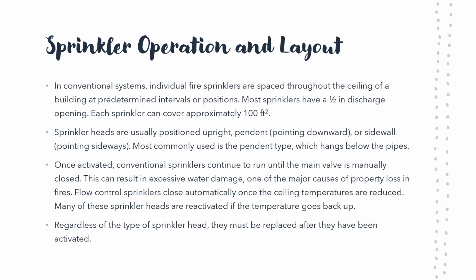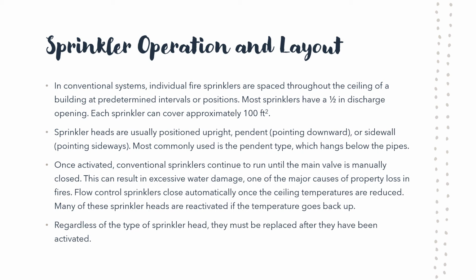In conventional systems, individual fire sprinklers are spaced throughout the ceiling of a building at a predetermined interval or position. Most sprinklers have a 1-inch discharge opening. Each sprinkler can cover approximately 100 square feet. Sprinkler heads are usually positioned upright, pendant or pointing downward, or sidewall or pointing sideways. Most commonly used is the pendant type, which hangs below the pipes. Once activated, conventional sprinklers continue to run until the main valve is manually closed.